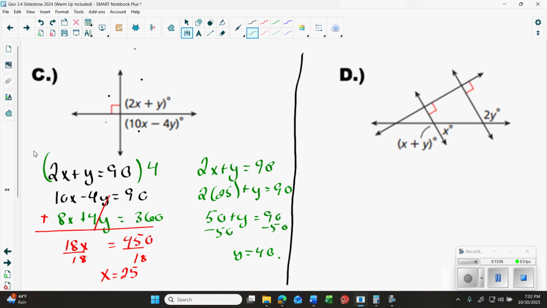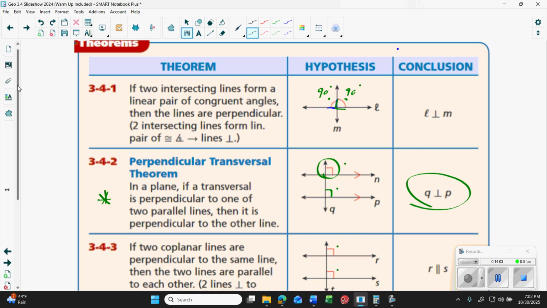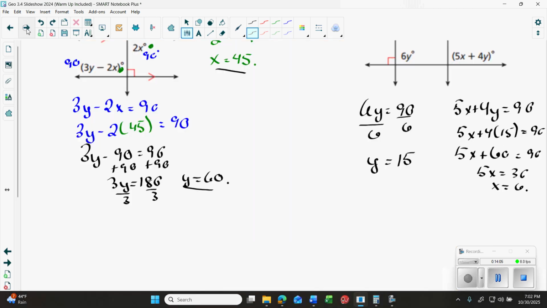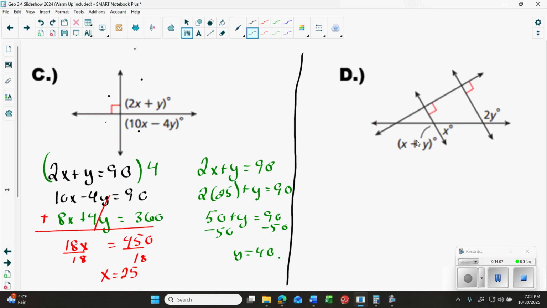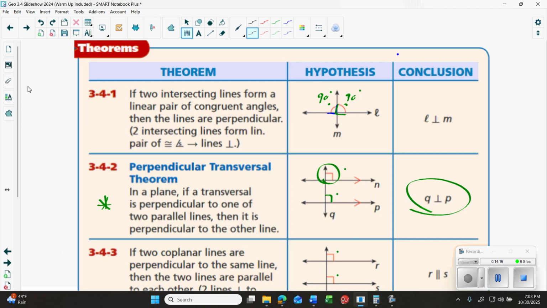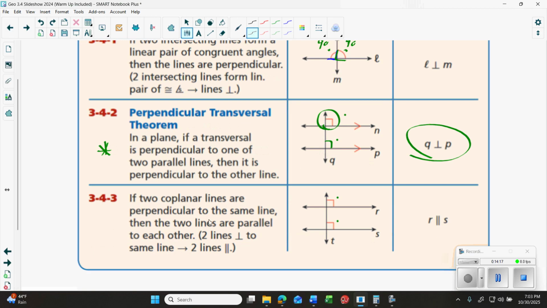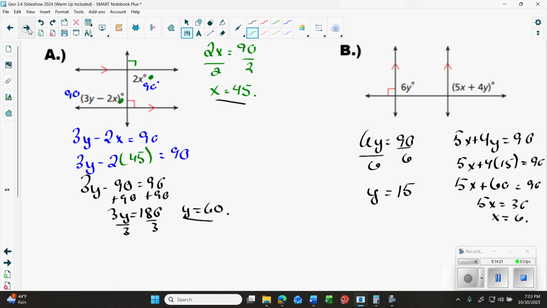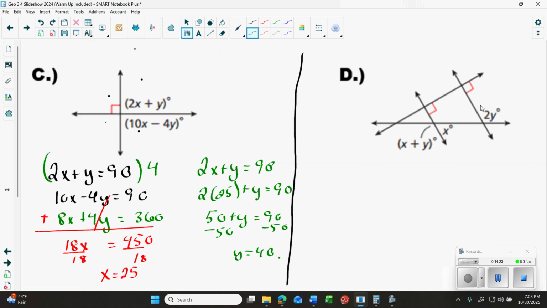All right, this next one is a little tricky, but it combines some stuff we know. So this is going to use this last theorem down here. What you notice here is I have multiple things going on, right? I have two perpendicular lines, so we're going to use the fact that if two coplanar lines are perpendicular to the same line, then the two lines are parallel. So guess what? See these two lines here are going to be parallel.